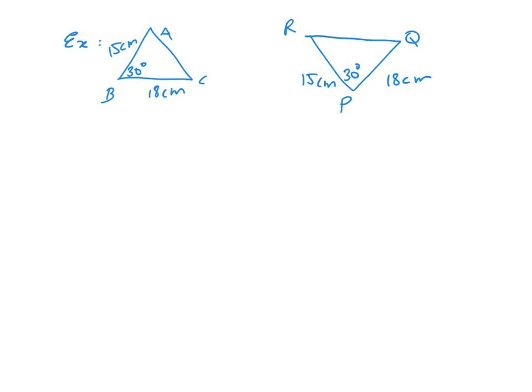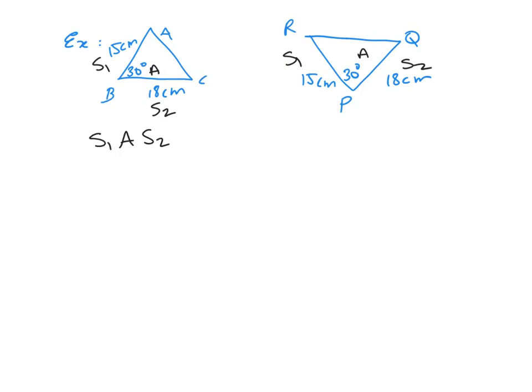Again, I want to prove whether or not these triangles are congruent. So first thing first, I'm going to start by labeling my sides and my angles. So I have side 1 over here, 15. So I'm going to go to my second triangle and make sure 15 corresponds to side 1. Side 2 is 18, side 2 is 18, and angle is 30 degrees. So over here, I have 2 sides and the angle between them. So S1, A, and S2.